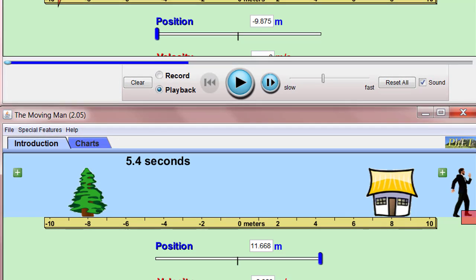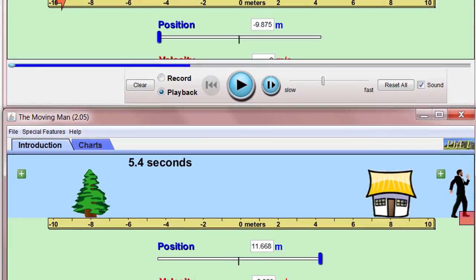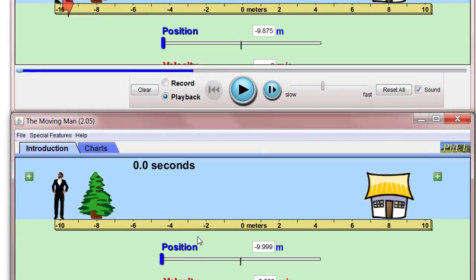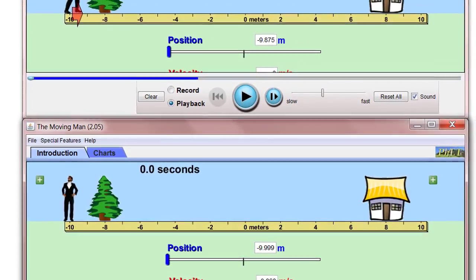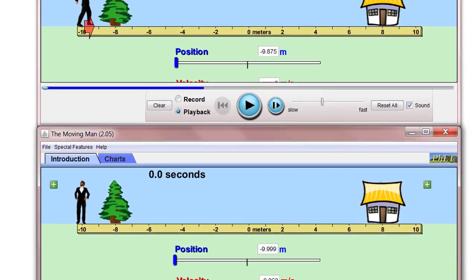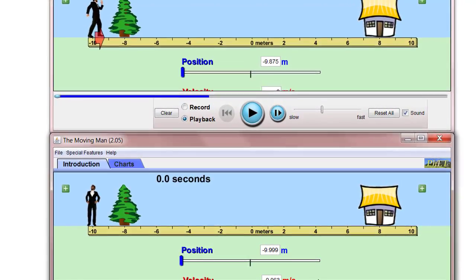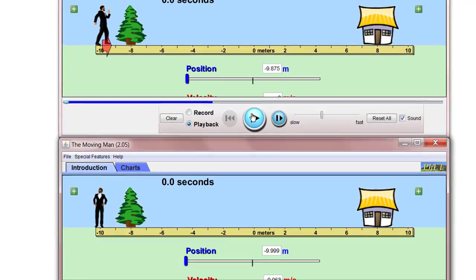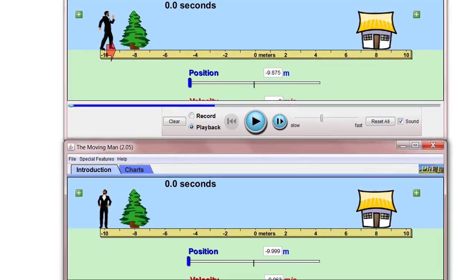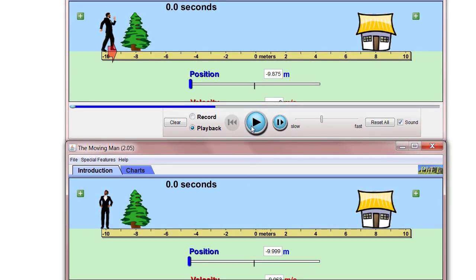So these two different motions we're going to look at a lot this year. And I thought it might be worthwhile to watch both motions happening at the same time so they can kind of compare them. So I'm going to start the constant velocity, and then I'll quickly start the acceleration and go ahead and watch what they look like when compared.